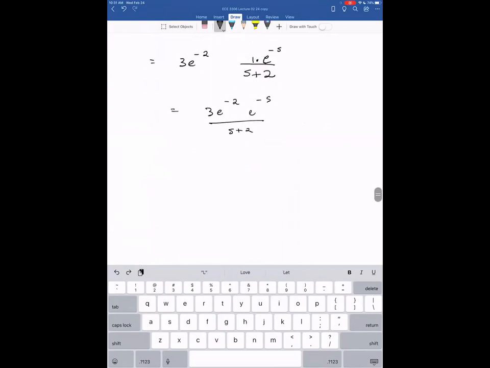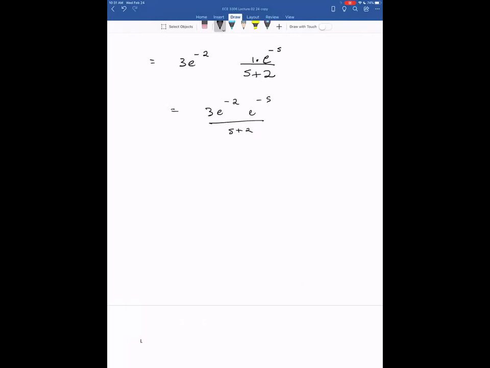Somehow my Word file is going nuts. So I could simplify a little bit further: 3e to the minus s plus 2 over s plus 2. Okay, so that's that one. That had a time shift, but I had to do some manipulation in order to get it to be okay. So let's look at another example.